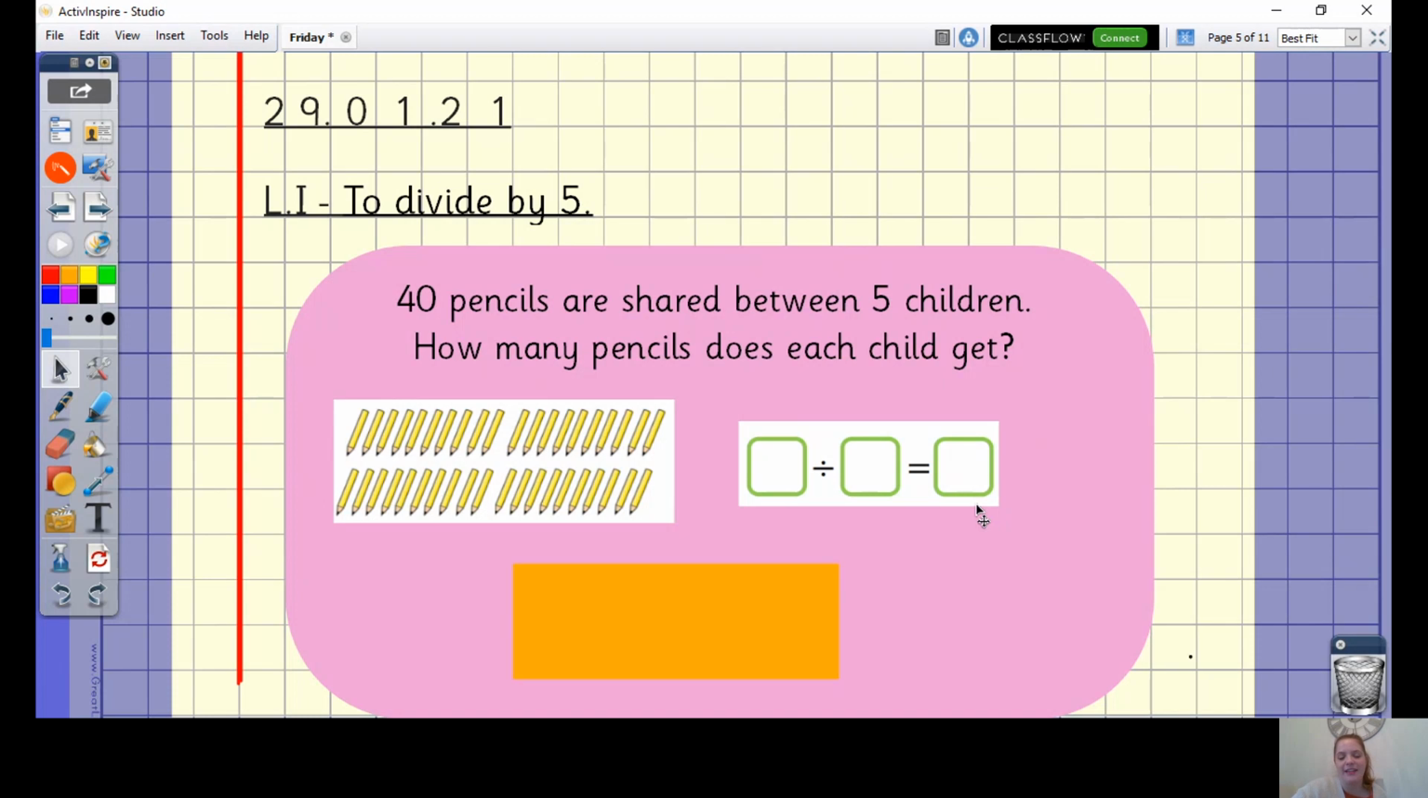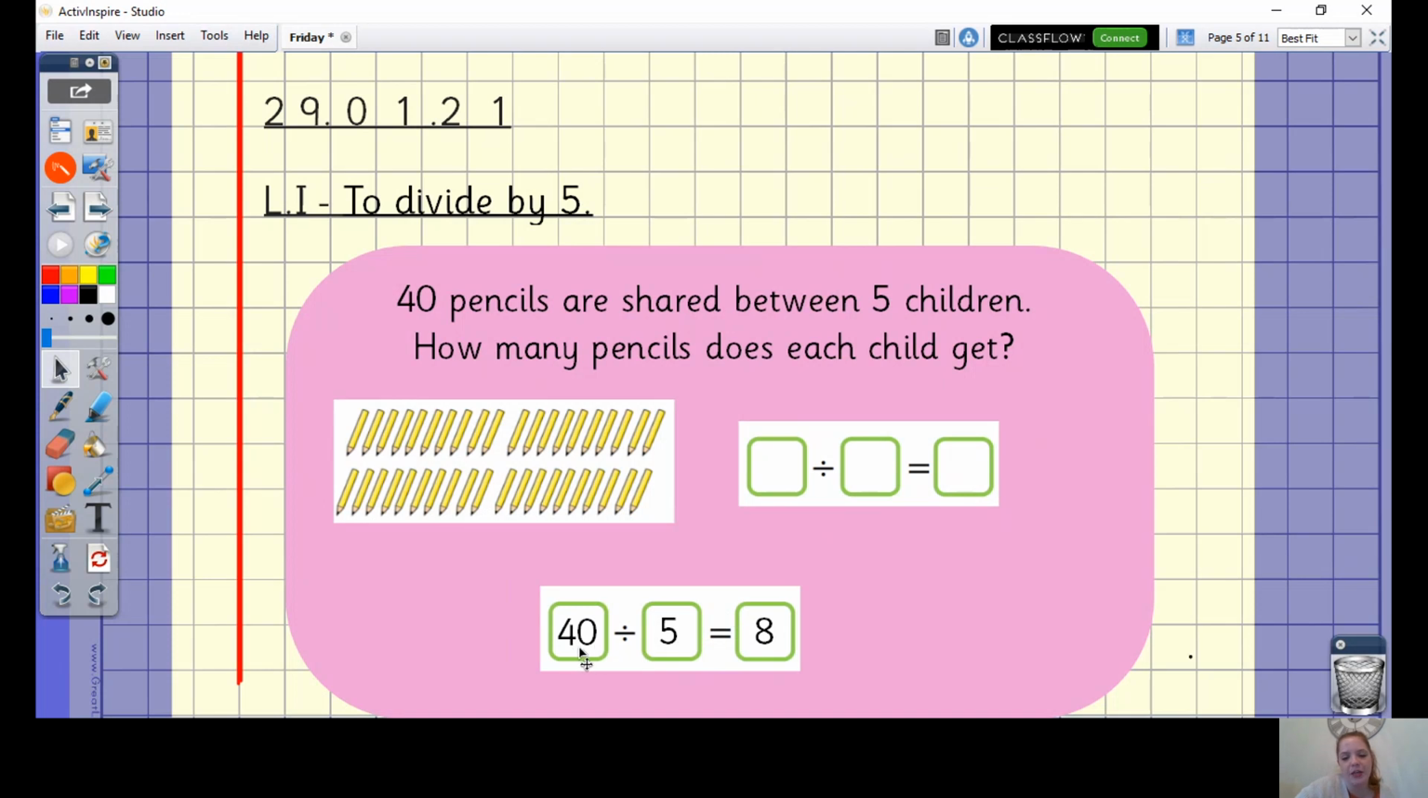Okay, so let's look at that division number sentence together then. We start with our greatest number, which is 40. So 40 divided by 5. 40 is being shared between 5 children, and each child gets 8 pencils. So that would be our division number sentence there.